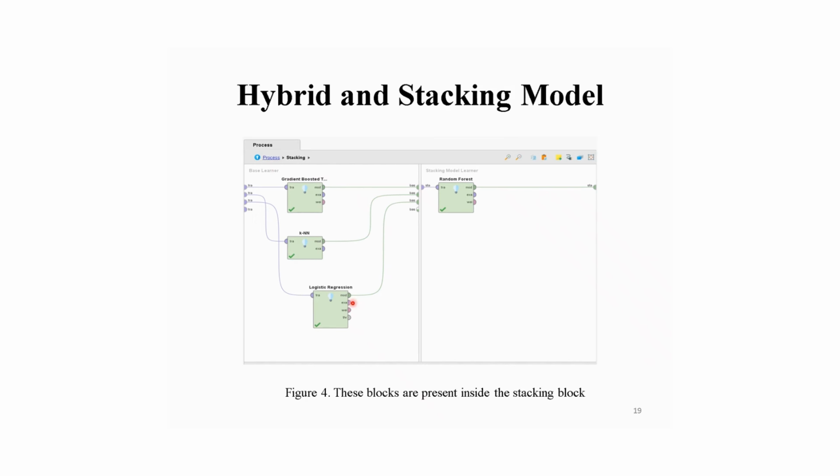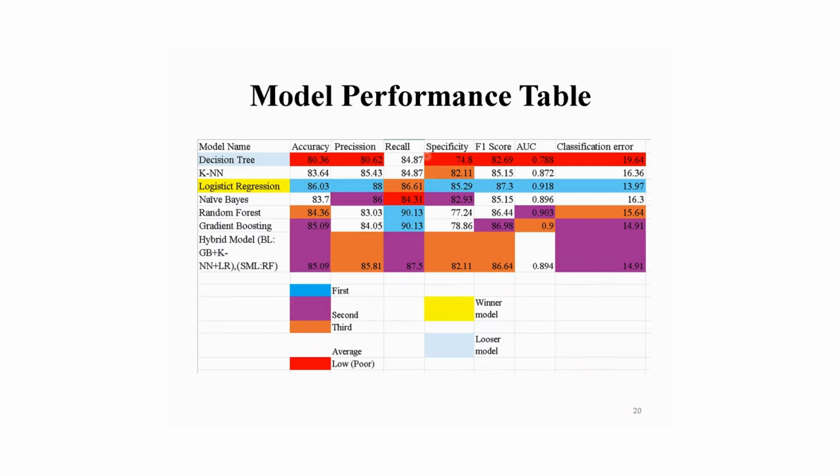It has the base learners as gradient boosting, k nearest neighbor and logistic regression, and the stacking model as random forest, and it is connected to the next node. In this case, we tried different combinations of models and we got a good result for this combination.